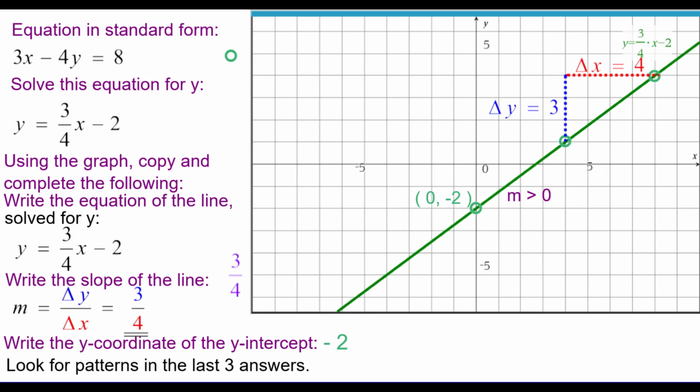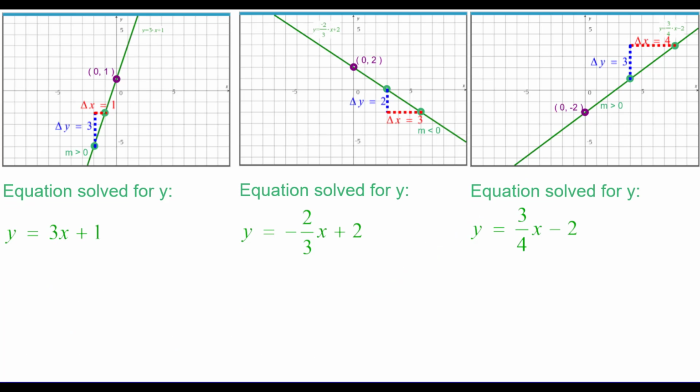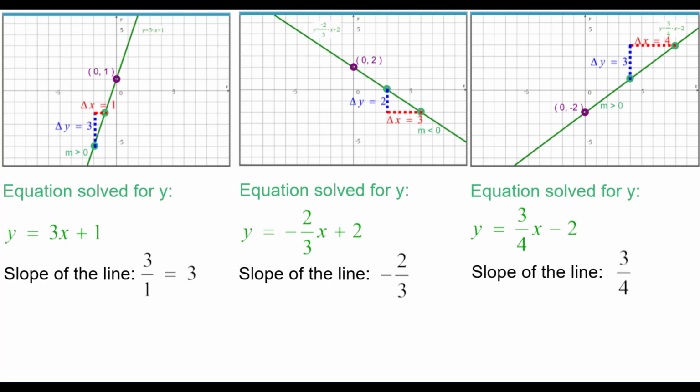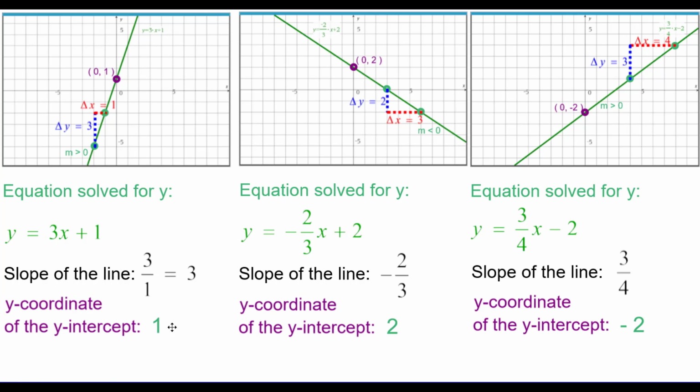Look for patterns in those last three answers, and I'll highlight them again. Pause to answer when you found the patterns, and resume when you're finished. So let's summarize our findings. So here are the three graphs, the three equations solved for y. The slopes of the lines we calculated before. I'm just putting them back down here. And the y-coordinate of the y-intercept. So these are the things we just did. Those should be on your paper right now, but we're looking at them side by side.